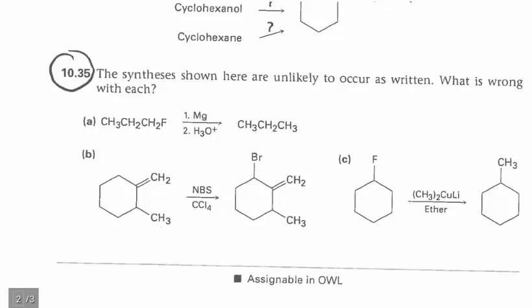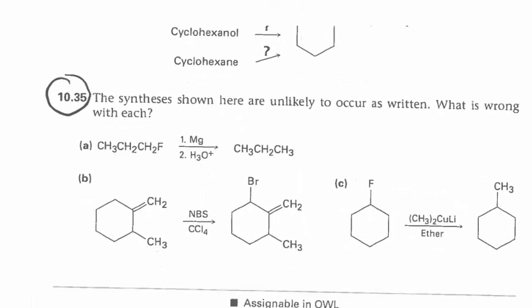Alright, so let's look at 10.35 and we're going to look at B. We talked about this in class. So right now we're going to look at the question that says, the syntheses shown here are unlikely to occur as written. What's wrong with each? So we look at B, we see immediately that it's an allylic bromination.